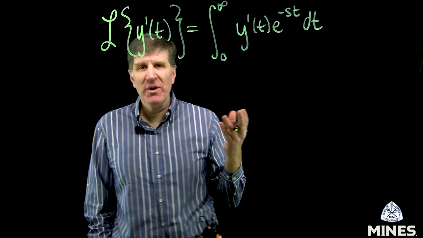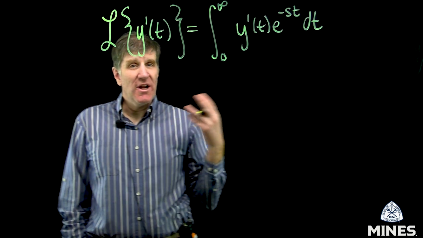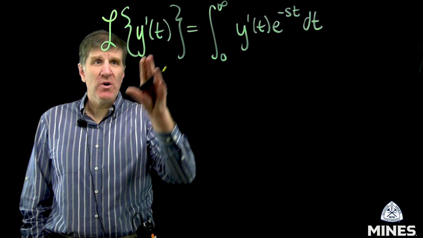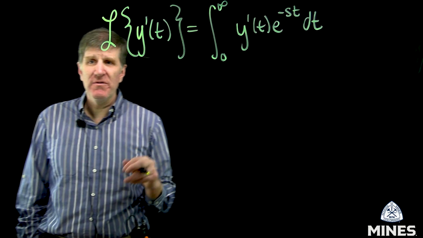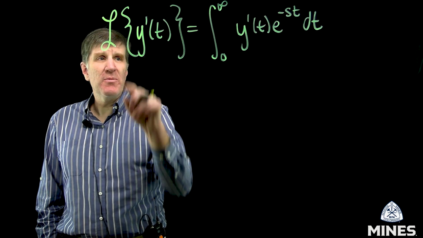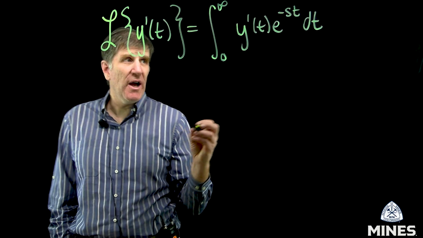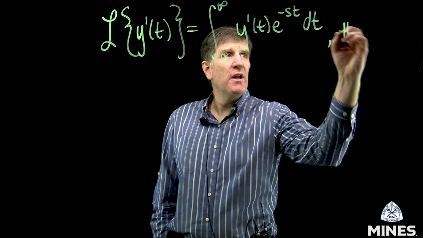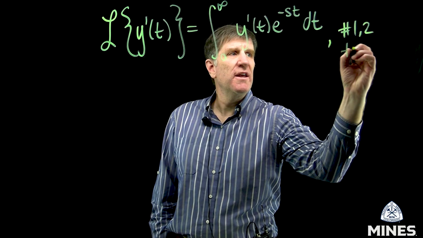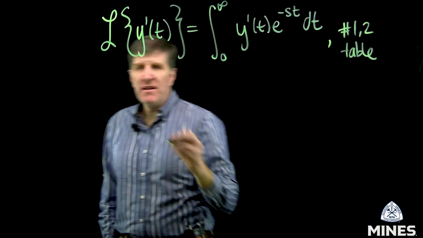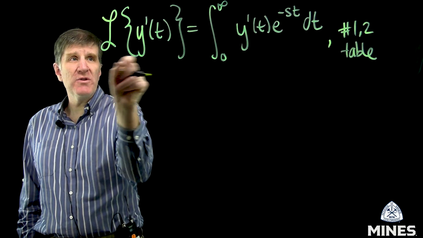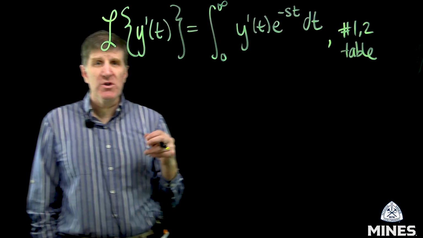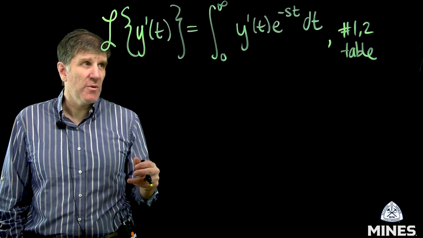We are going to start doing Laplace transforms. We did a little Laplace transform in our reading. We're going to do a second example here in a video. In this particular example, we're trying to derive lines number 1 and 2 in the table. And these are two lines dealing with the Laplace transform of a derivative of a function. How do we find the Laplace transform of a derivative?